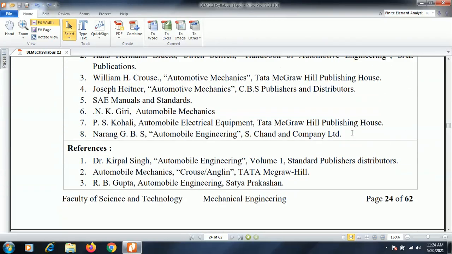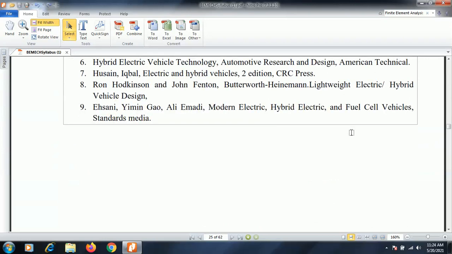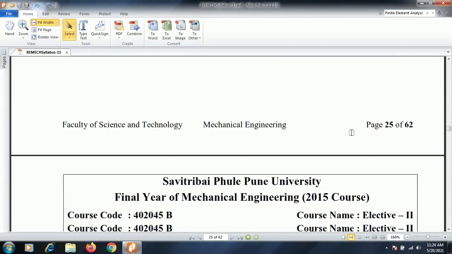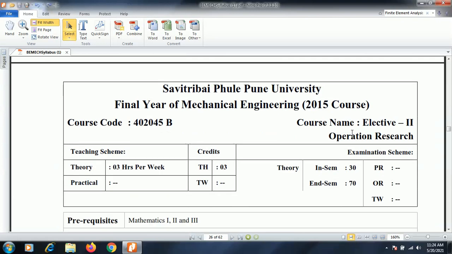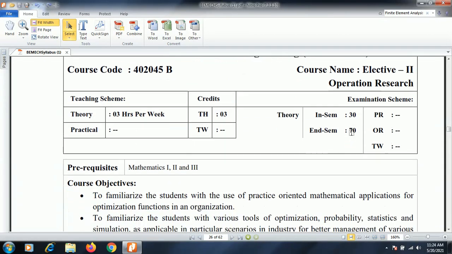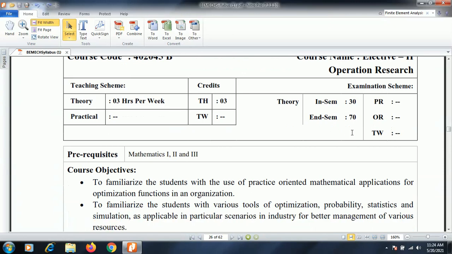There is no practical for this subject, so no external term work for this subject. You can opt for this subject as your elective 2. The second option for elective 2 is operation research. Here the prerequisites are mathematics 1, 2, 3 and also numerical methods and optimization.